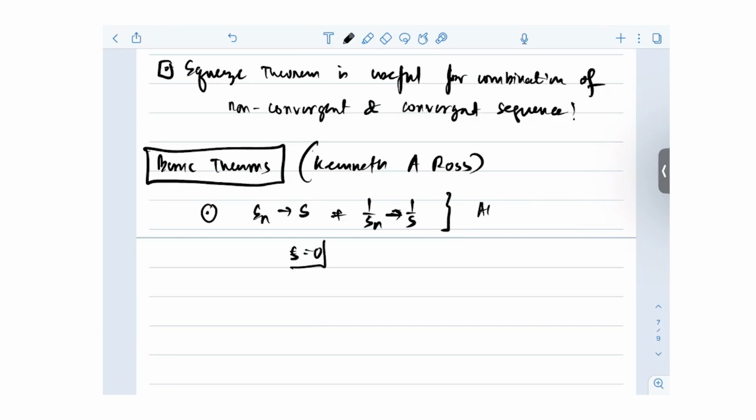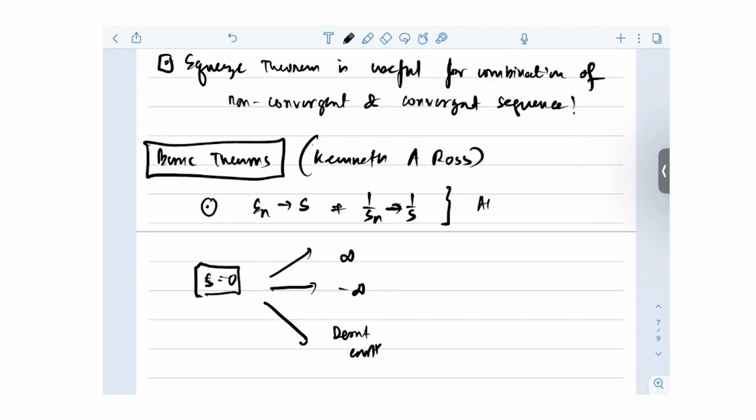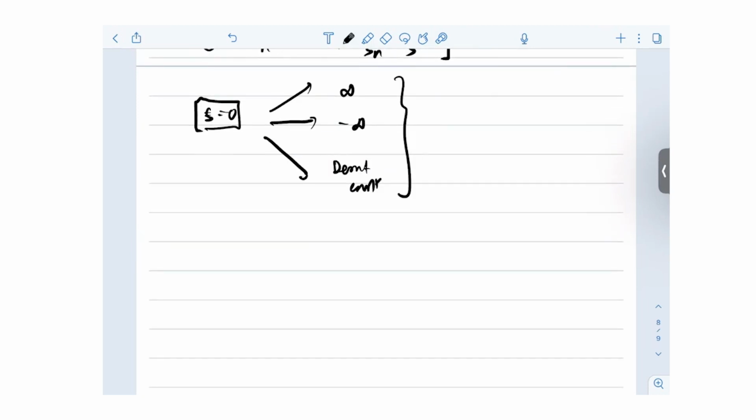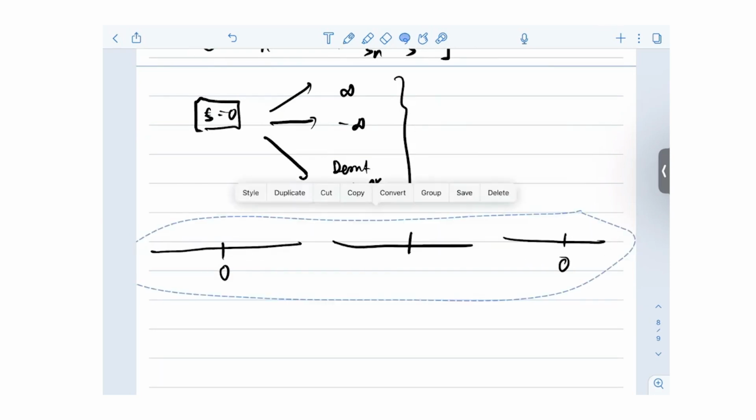But if S is equal to 0, what will happen? Can someone tell me? Is it infinity, minus infinity, or the limit doesn't exist, or none of the above? In fact, the solution is all of them, and I will give an example. The basic idea is this: how can a sequence converge to 0? In three possible ways. Understanding the geometry is very important.